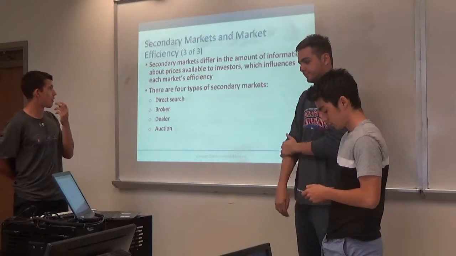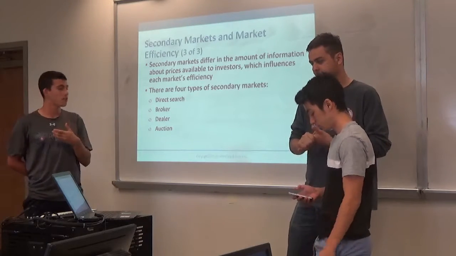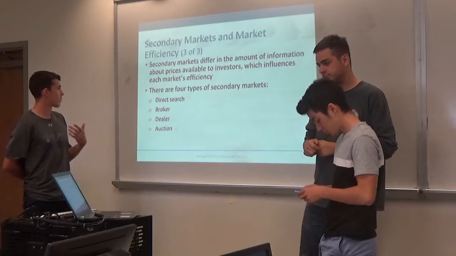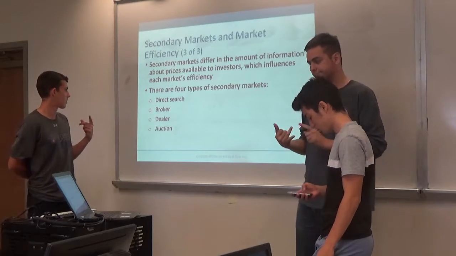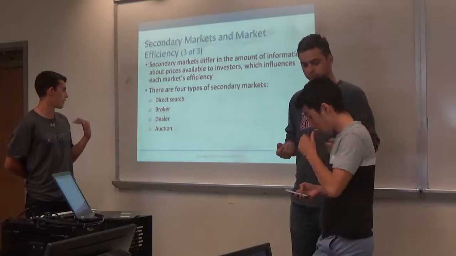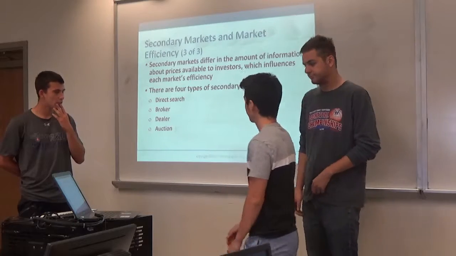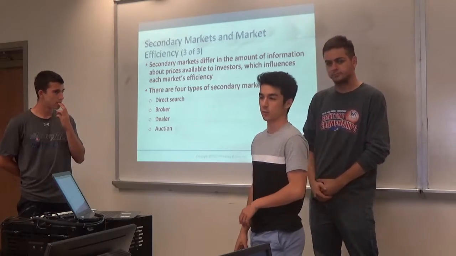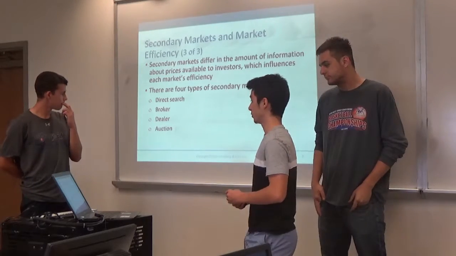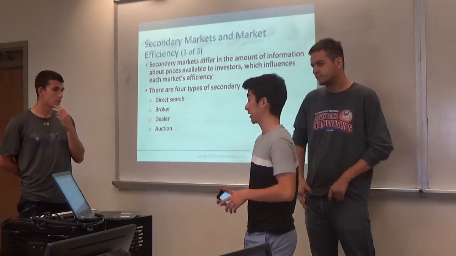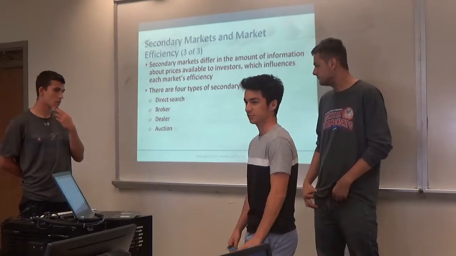Secondary markets and their market efficiency. Secondary markets differ in the amount of information about prices available to investors, which influences each market's efficiency. And there are four types of secondary markets: direct search, broker, dealer, and auction. Broker would be like Fidelity or Charles Schwab. It's a place where you go to buy shares. You can purchase them through a broker who has a license to basically go to the floor and get these. And the other ones are less efficient, so you probably won't use them.